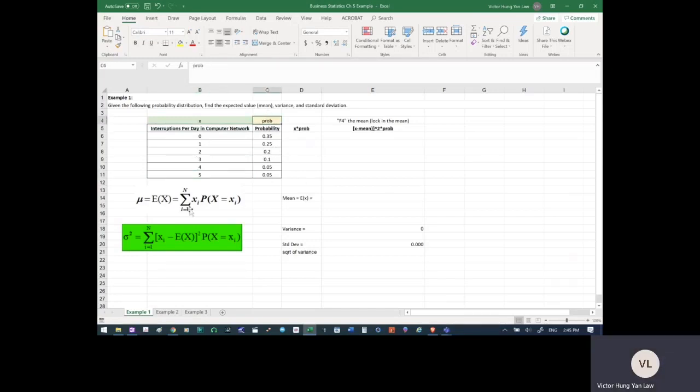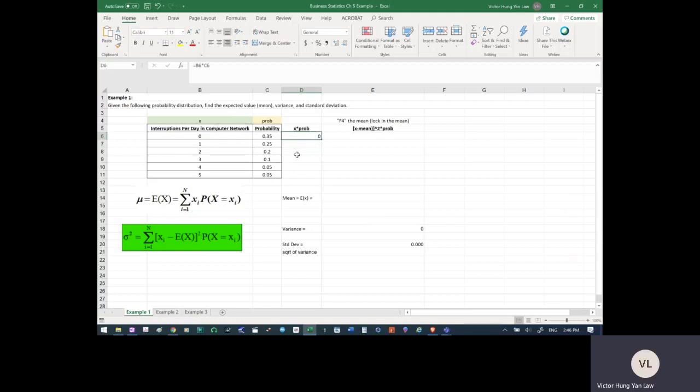To calculate the mean, we take each of the x values and times it by the probability, P(X = x). For the first number, x is 0, so 0 times your probability. We take cell B6 times cell C6. B6 is your x, and C6 is your probability. So we take the x times the probability. That's for the first cell. We do the same for the second cell, which is your 1 times 0.25.